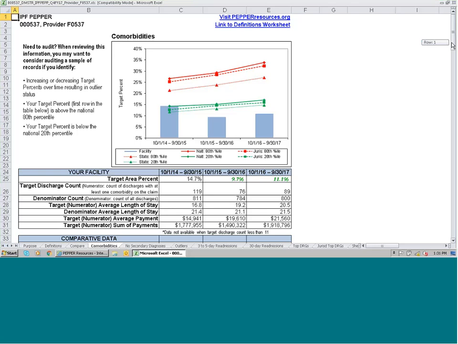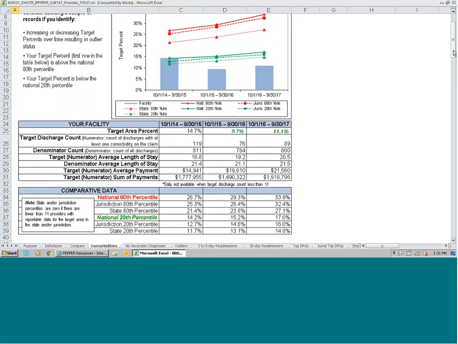Now, below the graph, we include a data table where you can find your statistics. So here is going to be your target area percent over the 3 time periods. If you're a low outlier, you'll see green italics. If you're a high outlier, you'll see red bold font. This is going to be your numerator count, your denominator count. We also calculate for you the average length of stay for the numerator discharges and the average length of stay for the denominator discharges, as well as the average amount of Medicare reimbursement for the numerator discharges and the total amount of Medicare reimbursement.